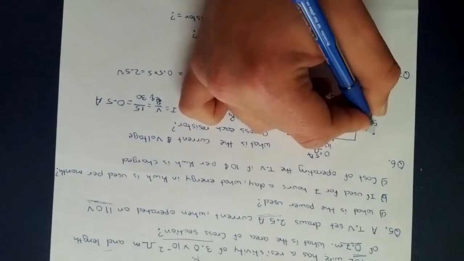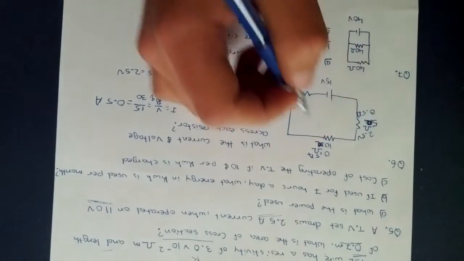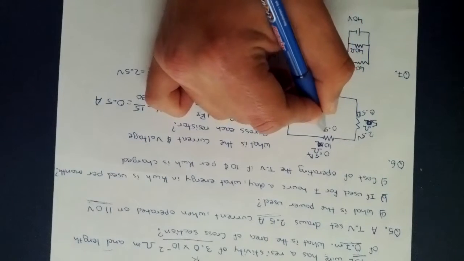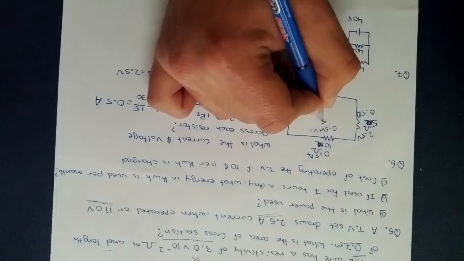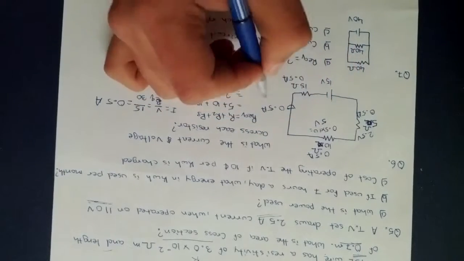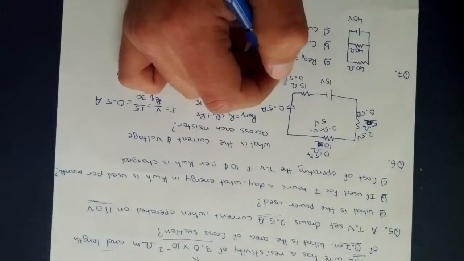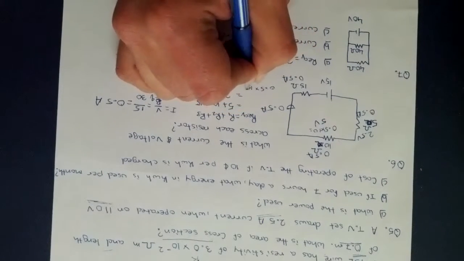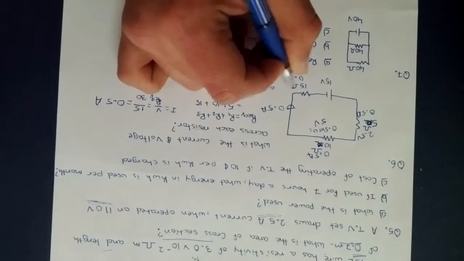So let's just write that. 2.5 volts. Then for the next one, V2, 0.5 times 10 equals, and if you just know, that's just like making it into half, so 5 volts. And for the third one, 0.5 times 15 equals 7.5 volts.